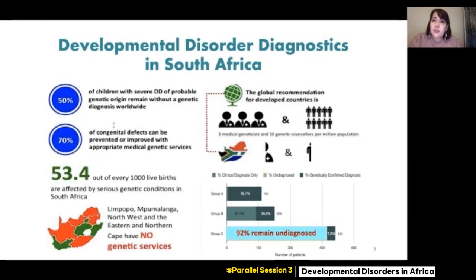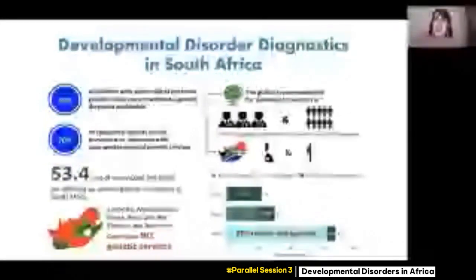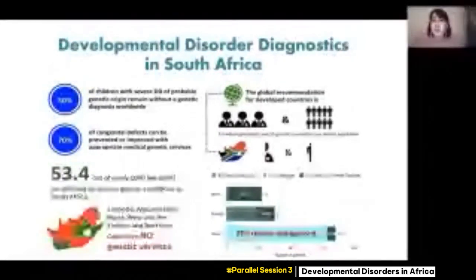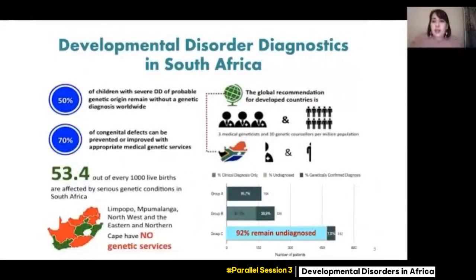Based on an internal patient file review that one of our students performed, focused on our genetics clinics, we see that the majority of patients who visit our clinics have a developmental disorder, and of those, 92% remain undiagnosed.